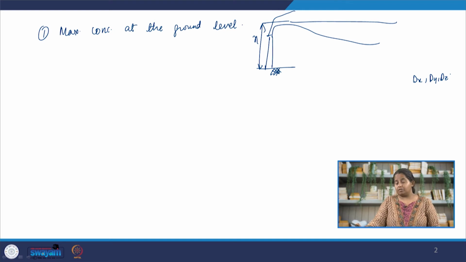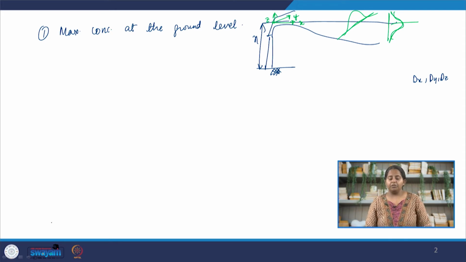I mentioned this is a Gaussian Plume model, which means if we define our x-axis in this direction, y in this direction, and z in this direction, then the maximum concentration in y is at the center line. The maximum concentration in z is also at the center line, right? Because this is a Gaussian distribution, a Gaussian plume.